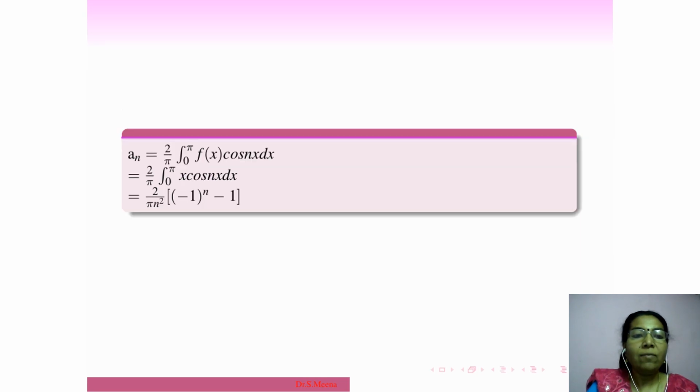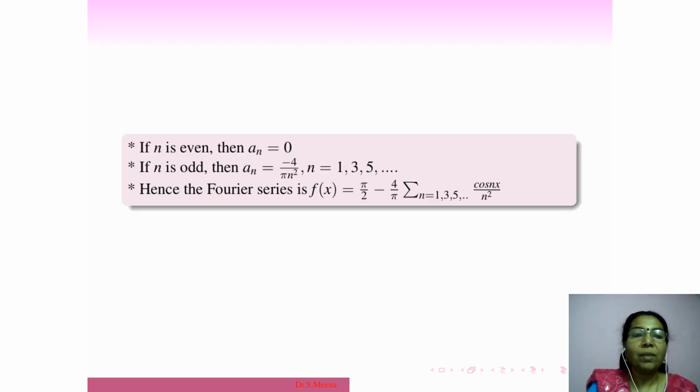In the same way, we can find the value of an. It is equal to 2 by pi into integral 0 to pi f of x cos nx dx. Substituting f of x is x, because mod x is equal to x, we make the integration either by using the by parts formula or the Bernoulli formula. We will get an equal to 2 divided by pi n square into (minus 1) to the power n minus 1.